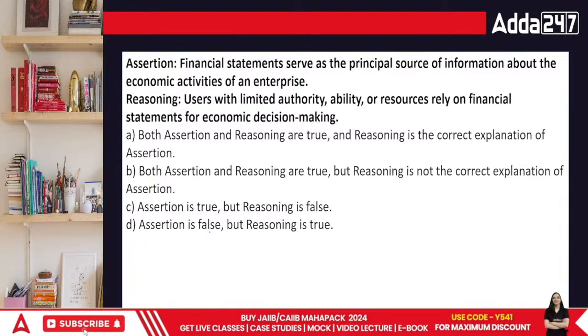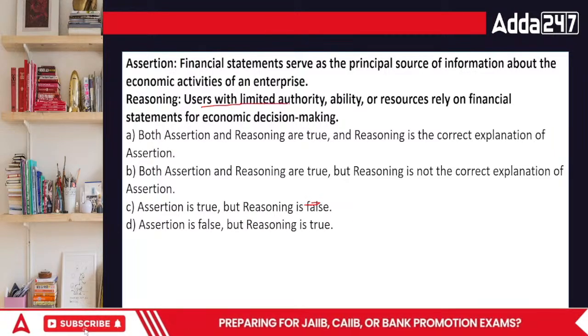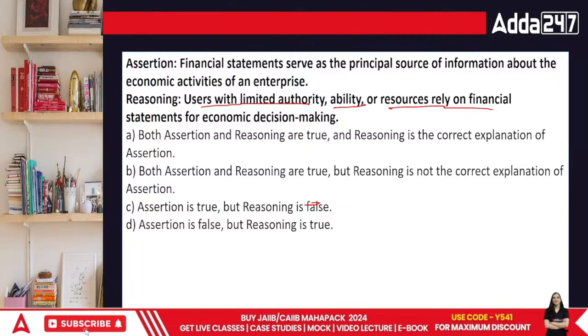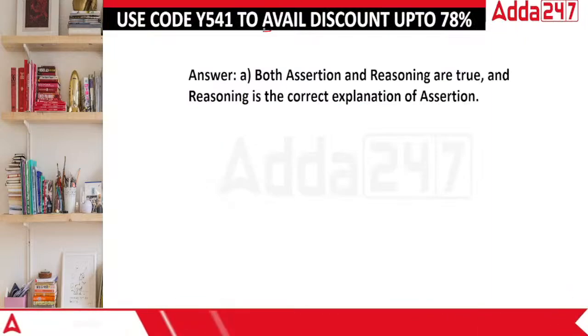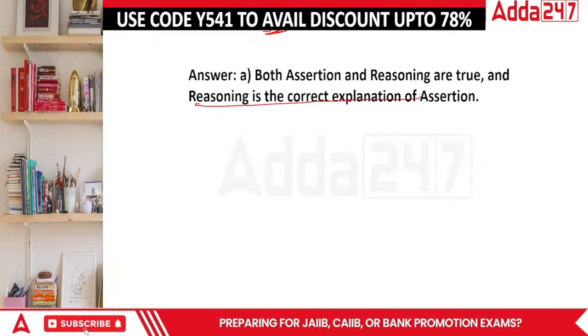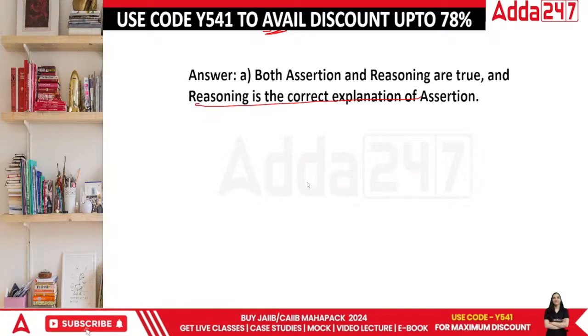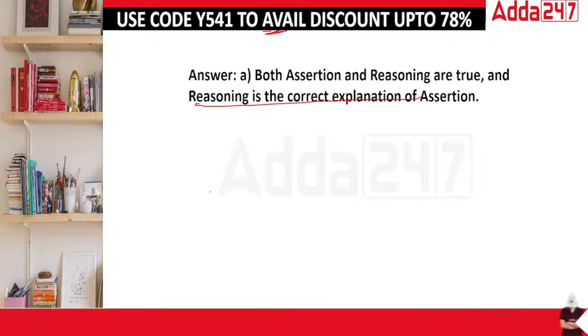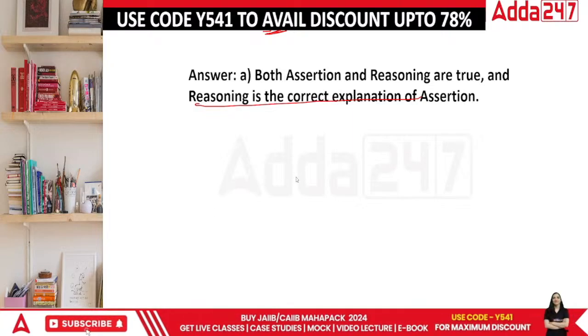So in this case, when we talk about financial statements serving as the principal source, and users with limited authority, ability, or resources relying on these statements, both are true, and this is even true in terms of the reasoning. Financial statements are basically the mirror image of the organization in a simpler manner. Correct? This is what it does.